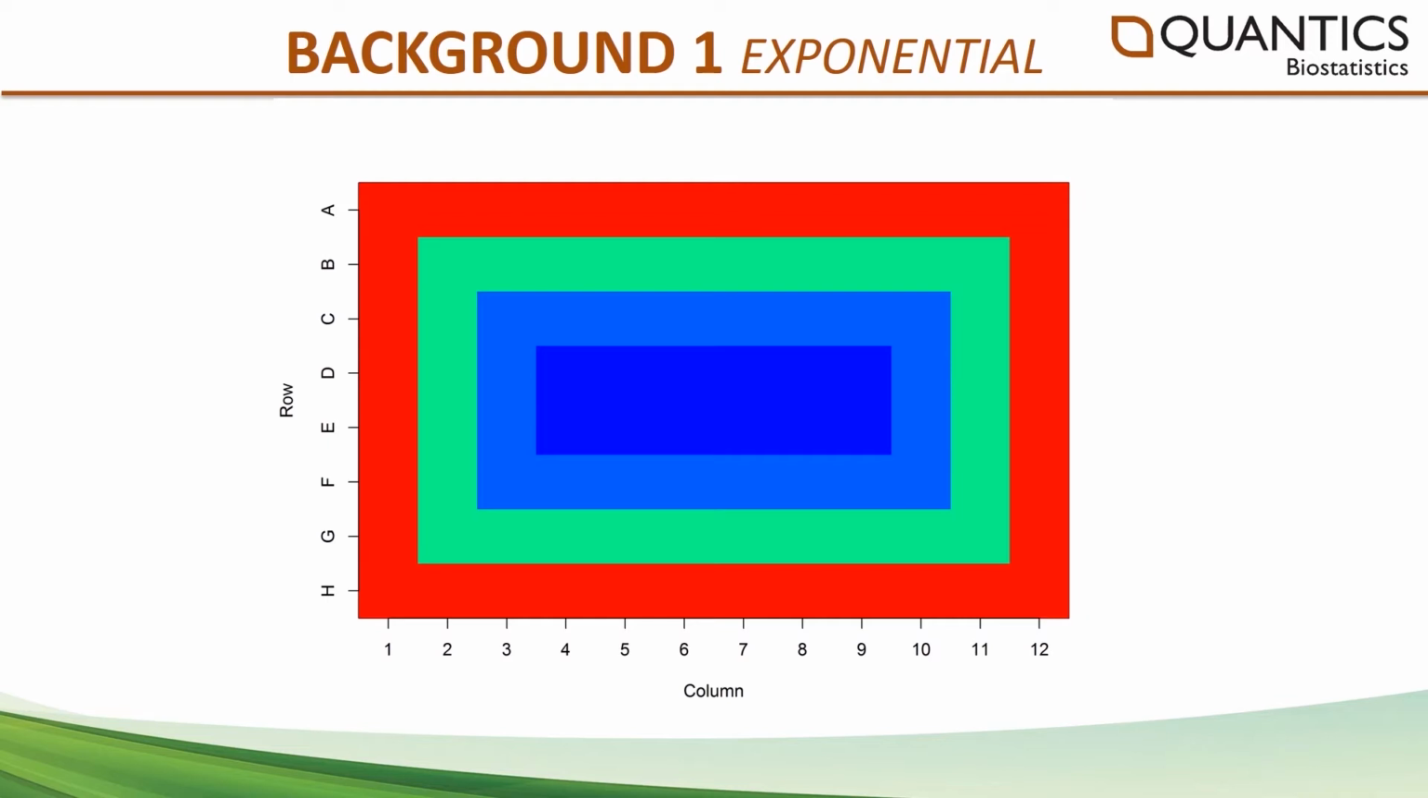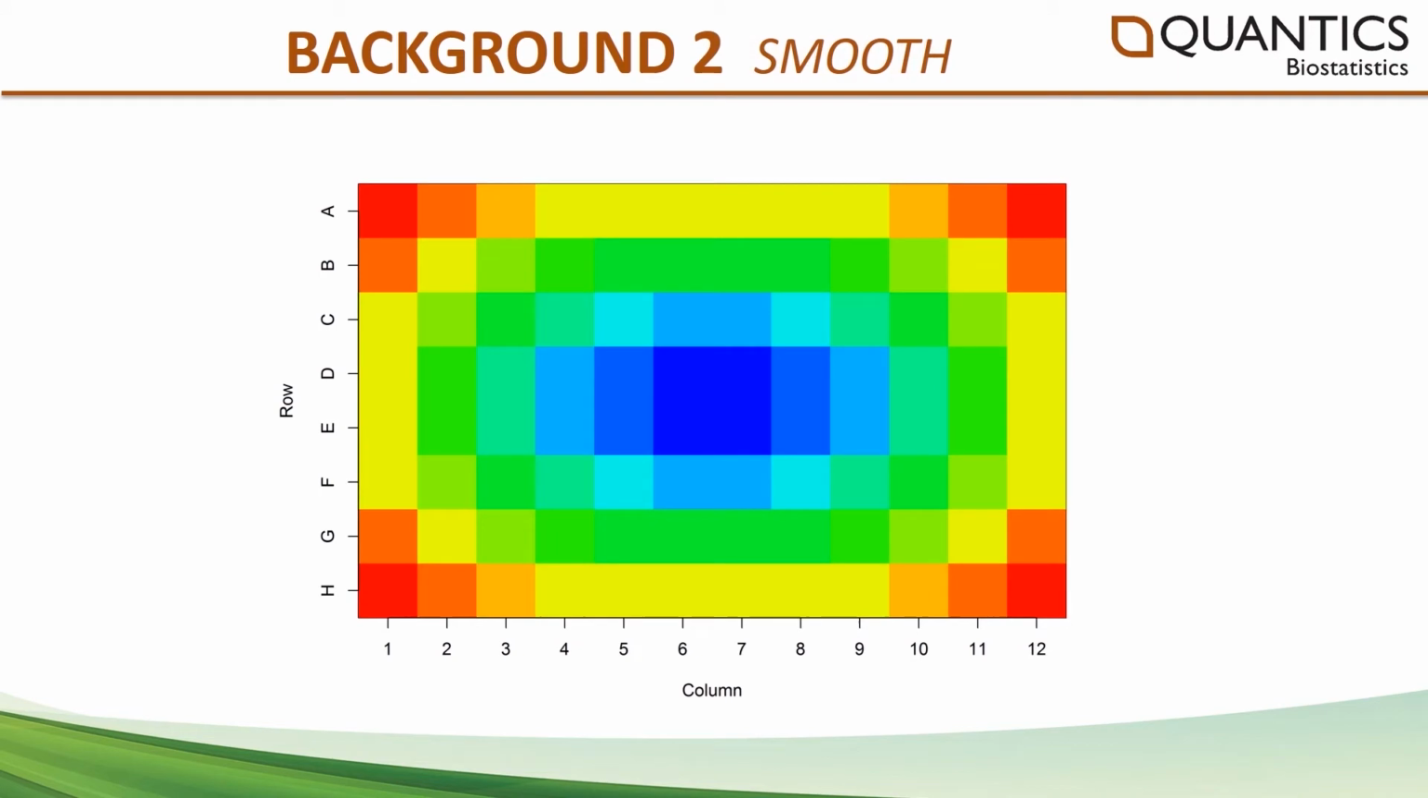The second background pattern we simulated was less steeply dropping off towards the middle. So you have effects at the corners which kind of reduce towards the middle of the edges and reduce towards the middle of the plate as shown, and we called this a smooth background. So it's a similar pattern to the exponential one but with much less steep sides, if you like, to the effect.